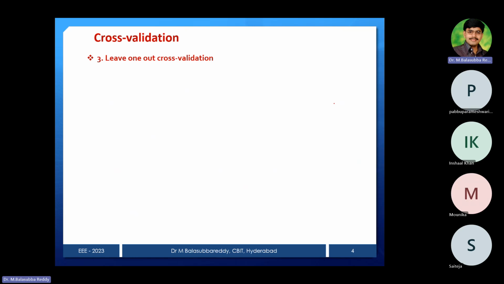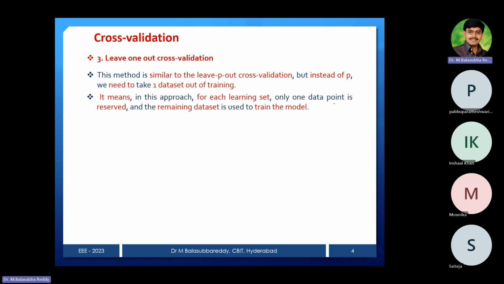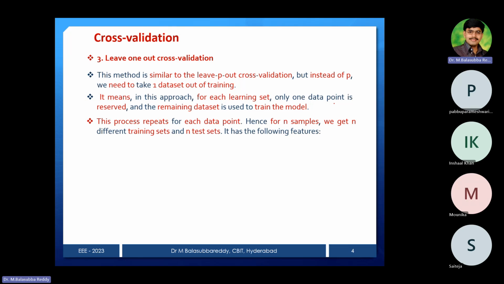And another one is leave-one-out cross validation. In this method, it is similar to leave-P-out cross validation only, but instead of P, we take one data point out of the training. So instead of a group of data points, we are splitting out just one data point from the training. That means in each learning set, only one data point is reserved, and the remaining data points are used for training the model. This process repeats for each data point.